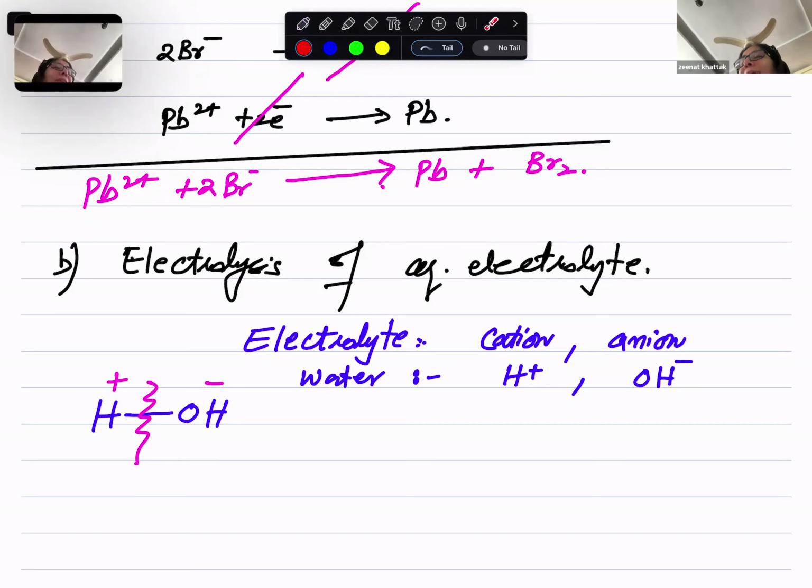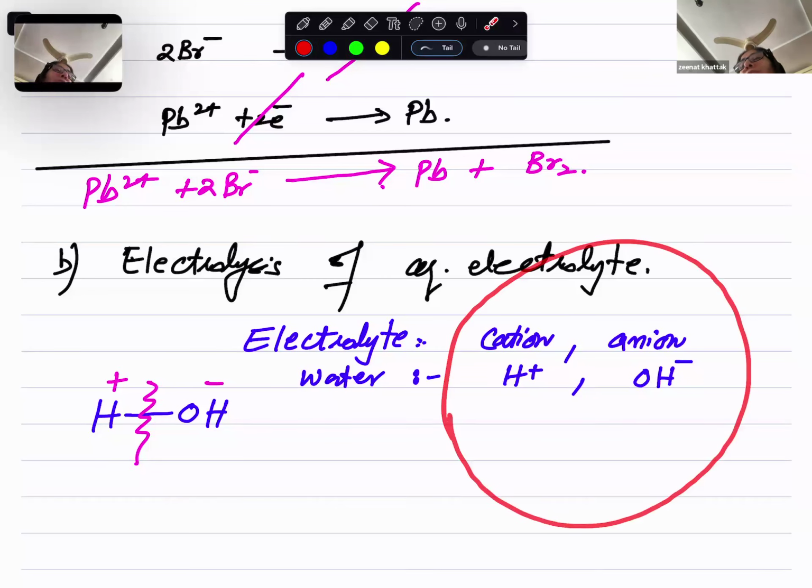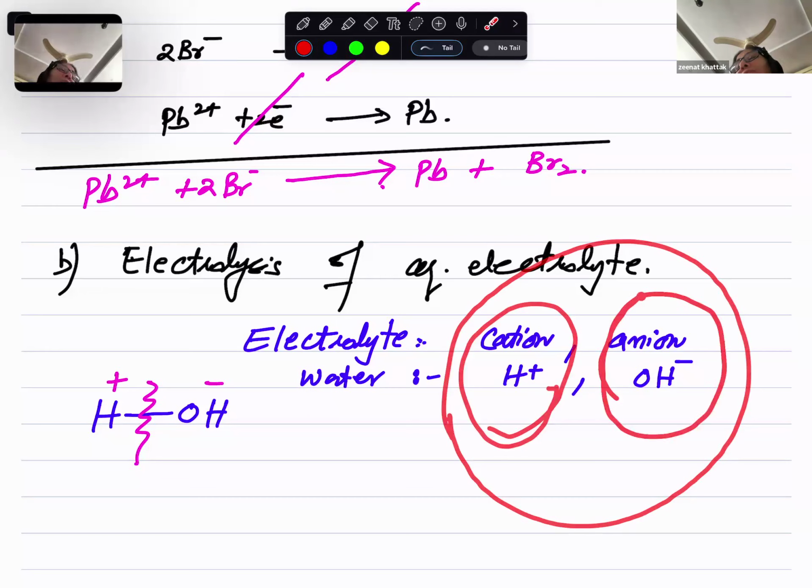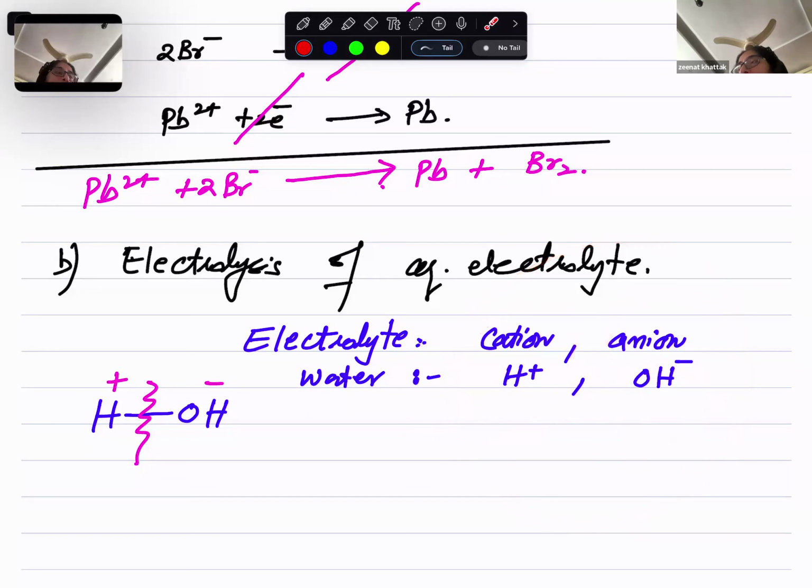So, in the electrolytic cell, we will be having two types of cations and two types of anions, right? What? Two types of cations. Wait.